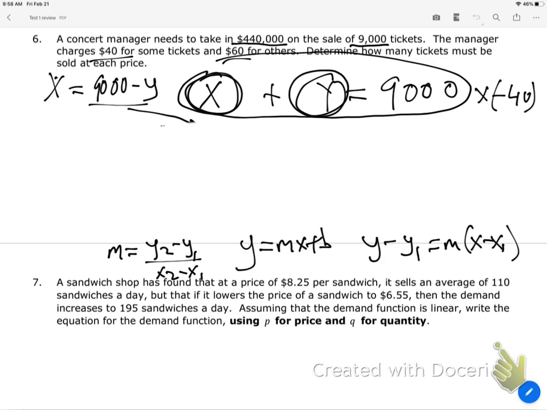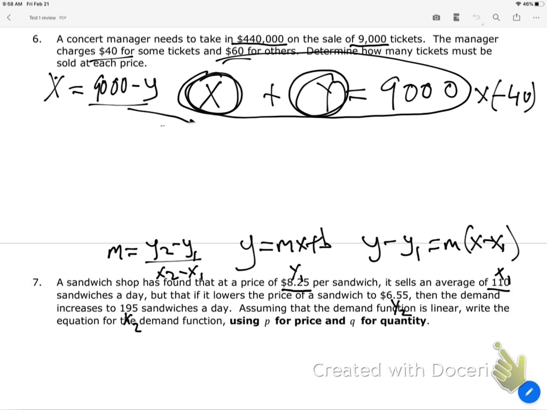So, first of all, here we go. That's the price. That's the amount. So this is the y value. Usually price is on the y and the amount is usually on the x, okay? So what we've got is this. So you can think of this as y1 and x1, and this here as y2, and this is x2.